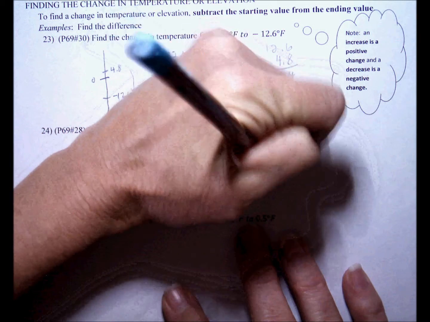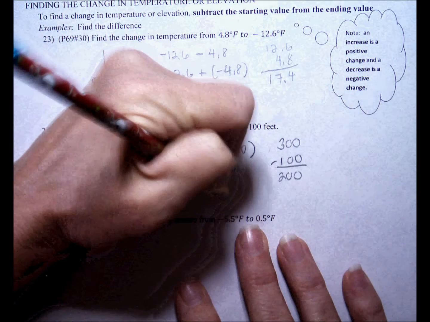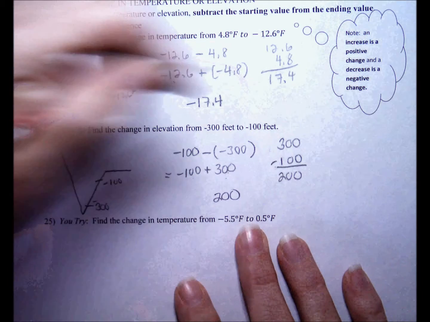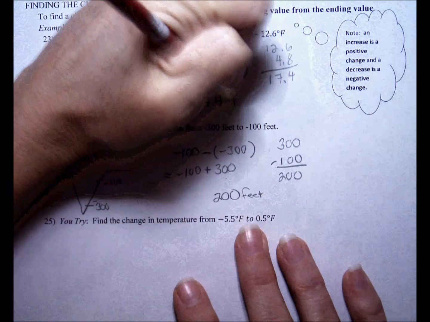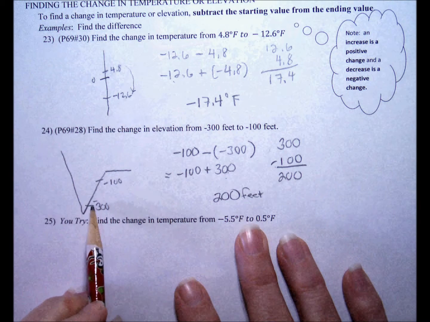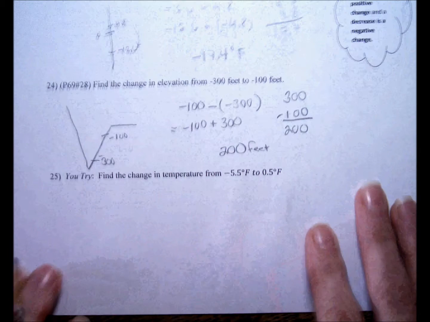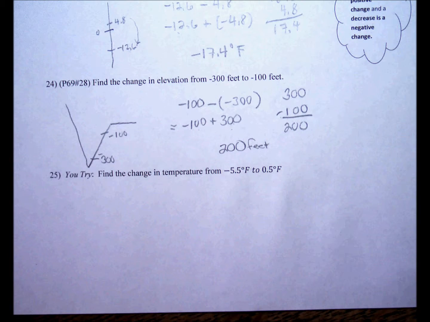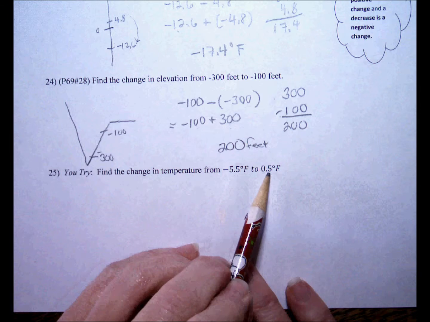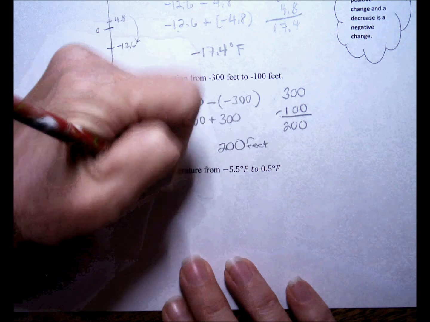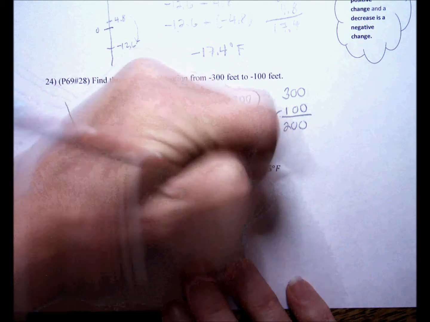Okay? If we add the opposite, this is negative 100 plus positive 300. Different signs, I'm going to subtract the smaller absolute value from the greater. 300 minus 100 is 200. The sign is going to be the same as the larger absolute value, so the change is 200 feet. And up here I did not write degrees Fahrenheit. Okay, so we've increased, and so it's a positive change. So that makes sense. Okay, now do the U-try, pause, and then come back and check your answer with me.